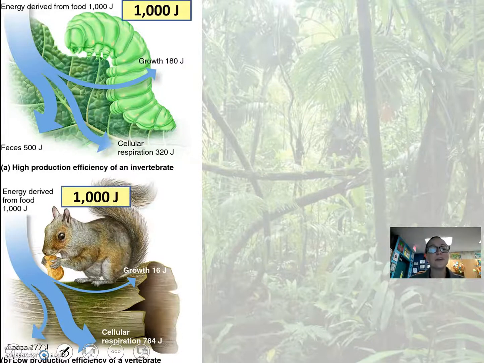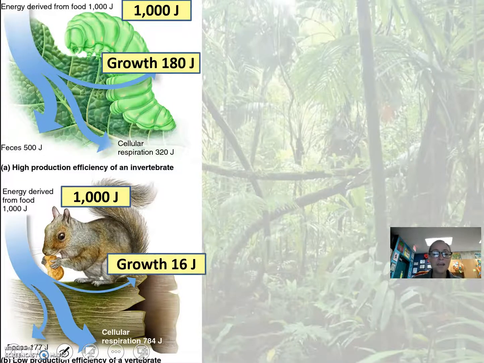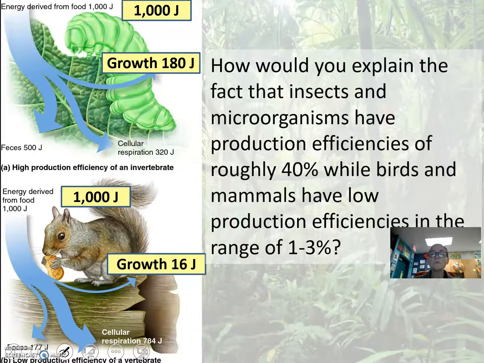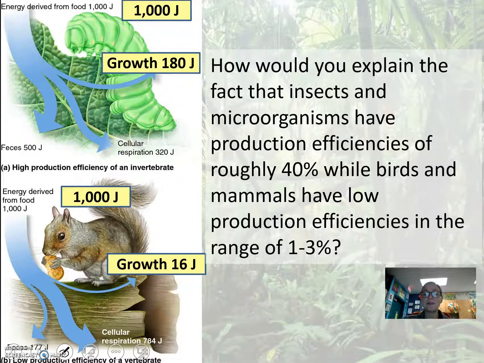Here, if this squirrel and this caterpillar both consume 1,000 joules of energy, the caterpillar is going to use about 180 joules for growth, whereas the squirrel uses only about 16 joules for growth. So how would you explain the fact that insects and microorganisms have production efficiencies of roughly 40%, while birds and mammals have low production efficiencies in the range of 1 to 3%? Fascinating, right? How come so much energy is not used for biomass in mammals? Where is it going towards?